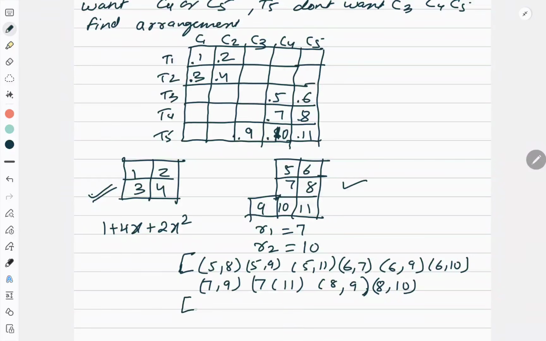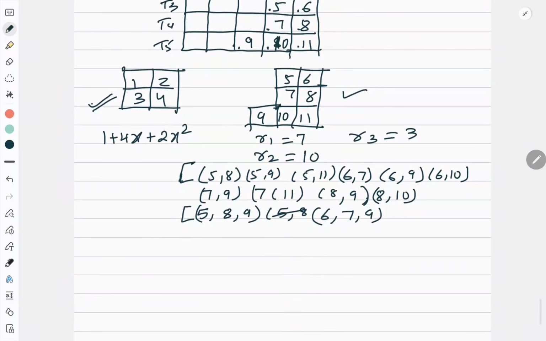Now let us make the 3 pawns. So 5 can sit with 8 and 9. Then 5 and 8 can sit with 10? No, 5 and 8 cannot sit with 11 also. So this is gone. Correct. So 5, 8, 9 is one triple. Now let us see 6. So 6 can sit with 7 and 7 can sit with 9. So only these two are available. So R3 is equal to 3. Correct.